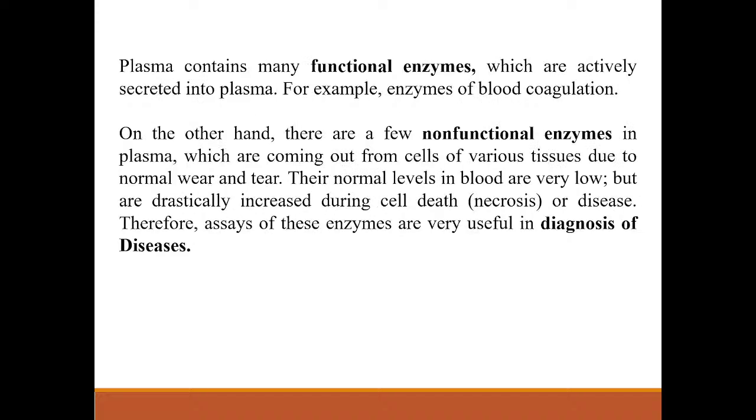Plasma contains many functional enzymes which are actively secreted into plasma, for example, enzymes of the blood coagulation pathway. On the other hand, there are a few non-functional enzymes in the plasma which come out from the cells of various tissues due to normal wear and tear. Their normal levels in blood are very low, but are drastically increased during cell death, that is in necrosis or different diseases. Therefore, assays of these enzymes are useful in diagnosis of disease, which is very important.